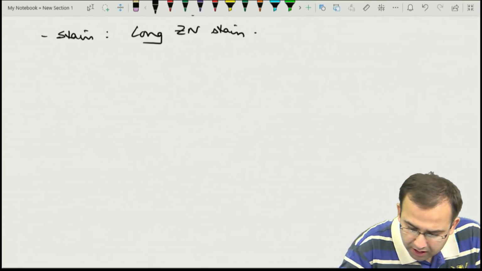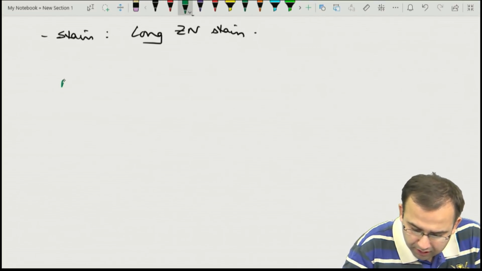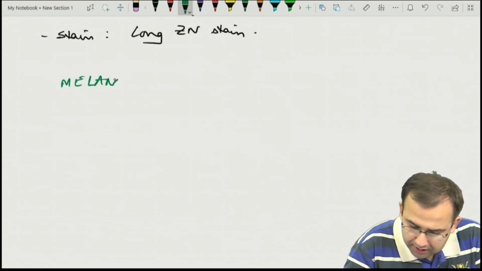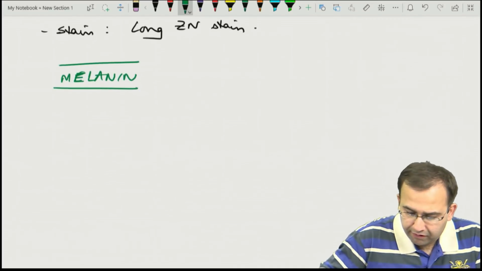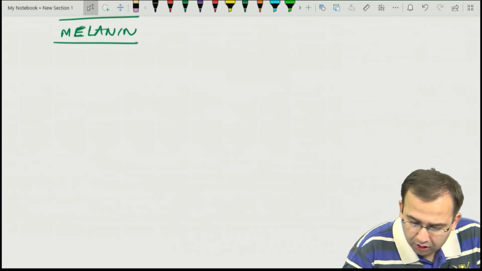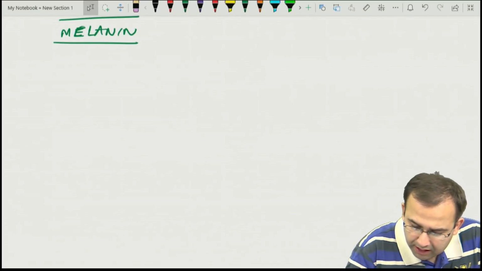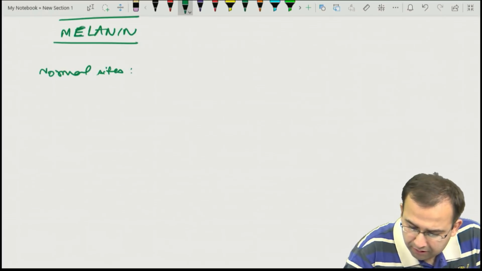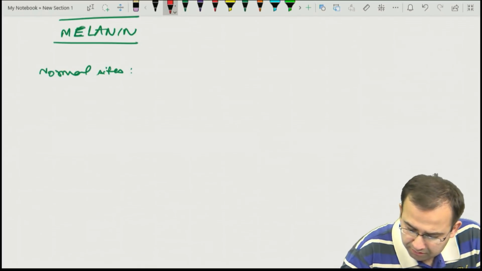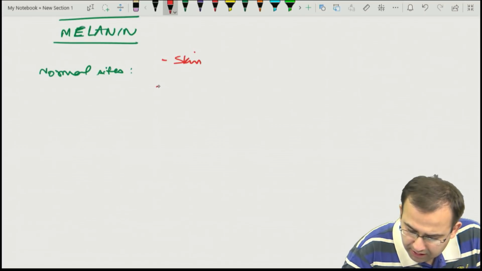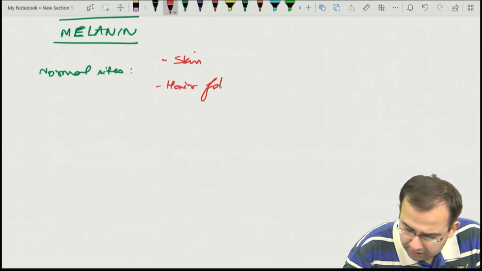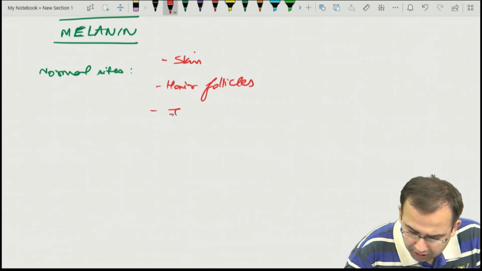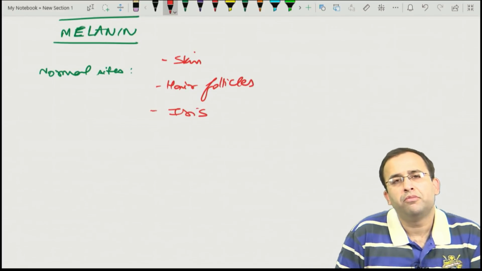Next, the next endogenous pigment is melanin. First point, the normal sites where melanin is present. You very well know that it is present in skin. That is why we get the dark complexion because of melanin. It is present in skin, hair follicles, iris. These 3 points everybody knew.